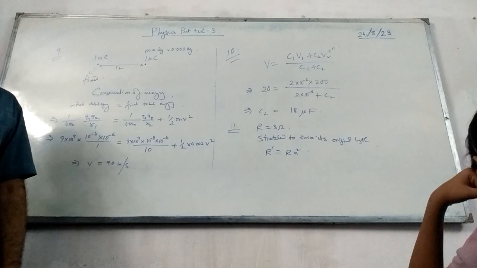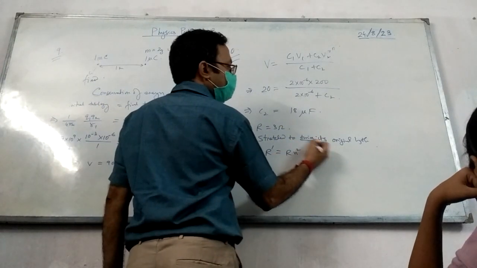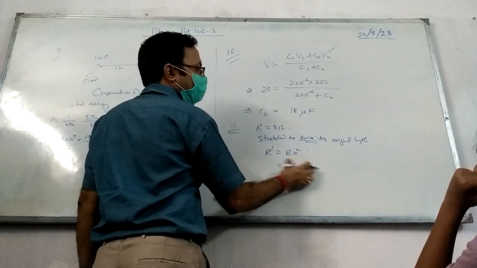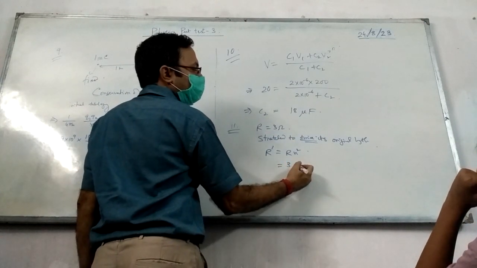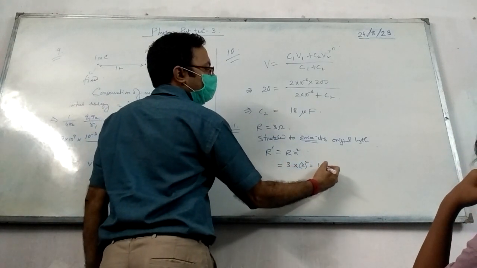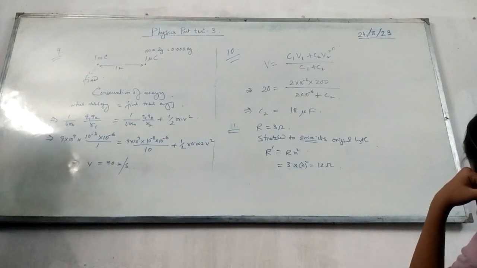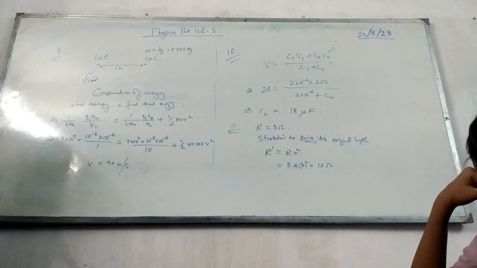कतो time stretch करा है। So we have stretched how many times? Twice. So it will be r into 2 square. R कितना है? 3 ohm. 3 into 2 square is, so the new resistance will become 12. ठीक है? The new resistance will become 12.